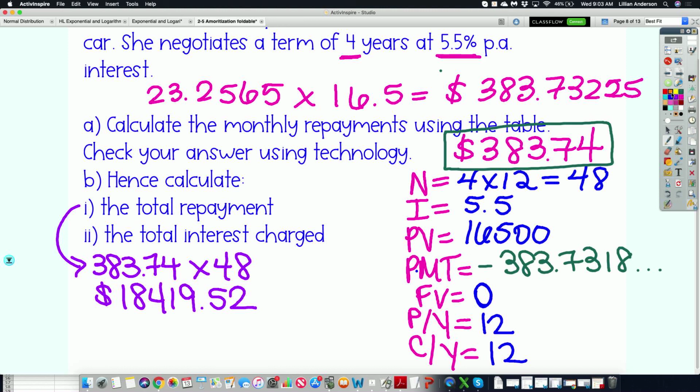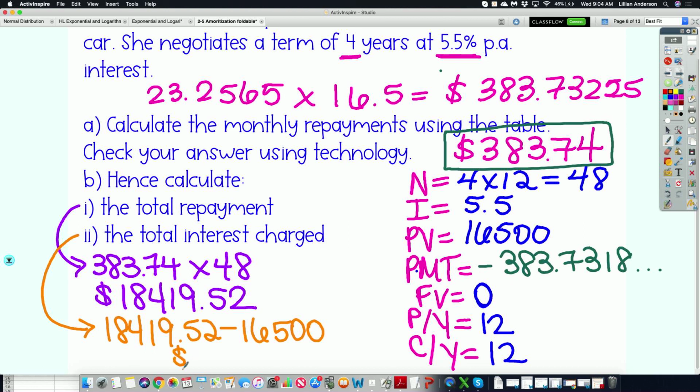Yes. Now to figure out the total interest charge, that's the formula that I gave you earlier. That's how much your total repayments minus your amount borrowed. So we're going to subtract the two numbers to figure out exactly how much we paid in interest. We'll subtract 16,500 from that number to figure out exactly how much of that amount I paid that was interest.